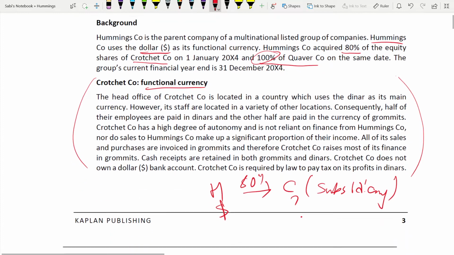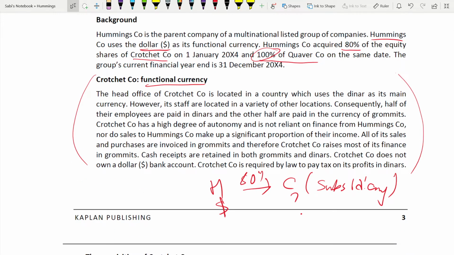Now, functional currency. I only have to answer part A, I think, for 5 marks. So I will only read this paragraph. From here only you will get the information. Don't just write that because the parent has the dollar as its functional currency, Crochet, the subsidiary, also should have the dollar. No, not always. You have to read this.